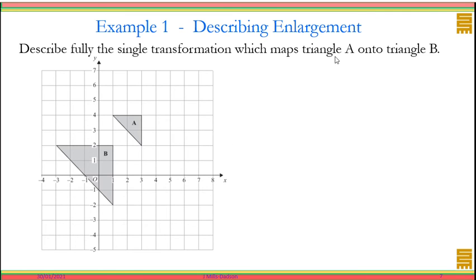Here, the order is very important. Described as a single transformation that maps triangle A to B. So it's A to B. The order is very important.